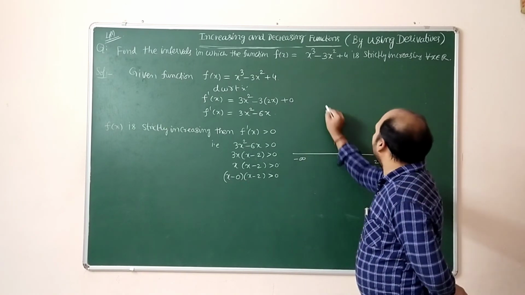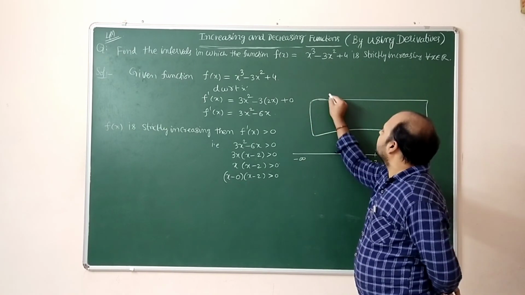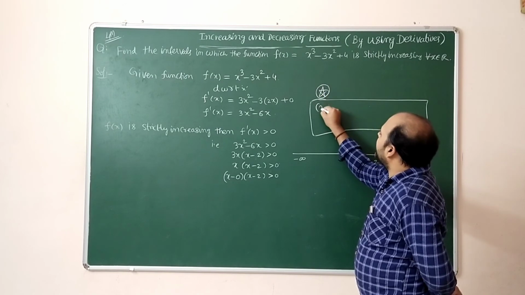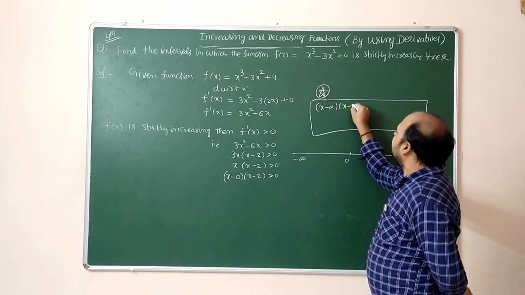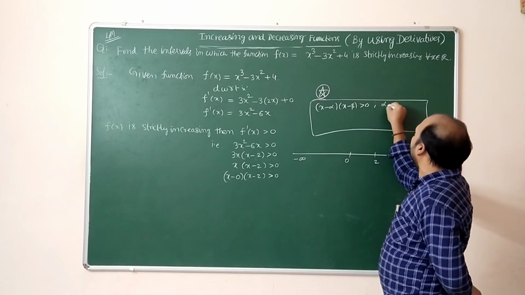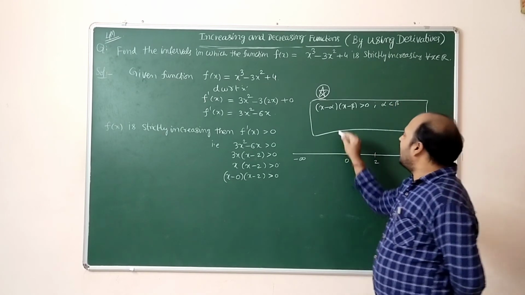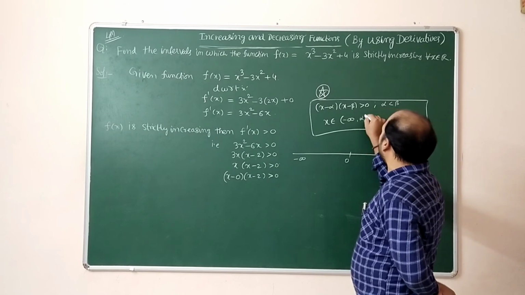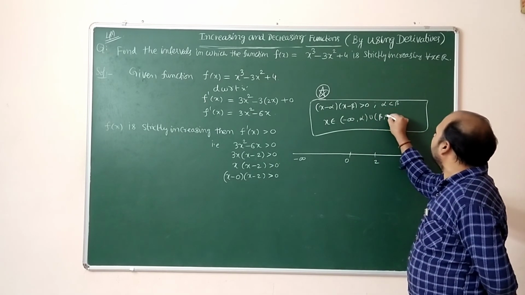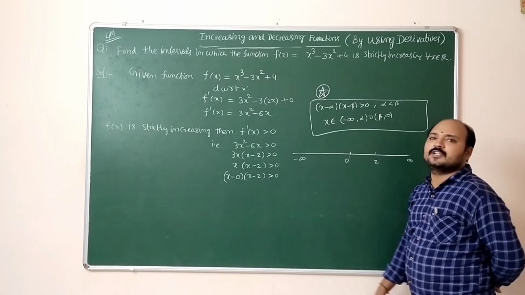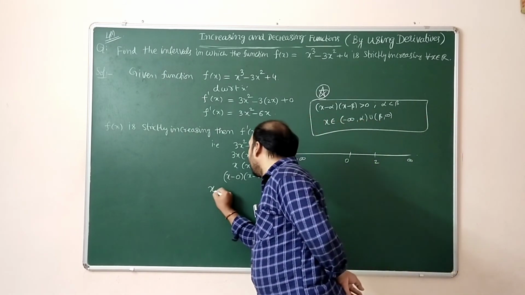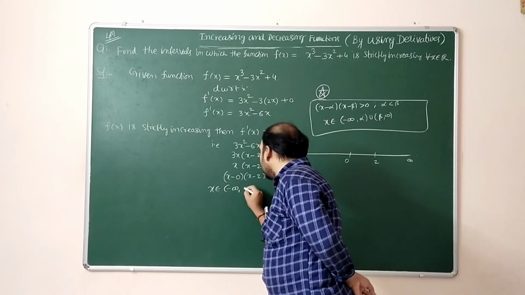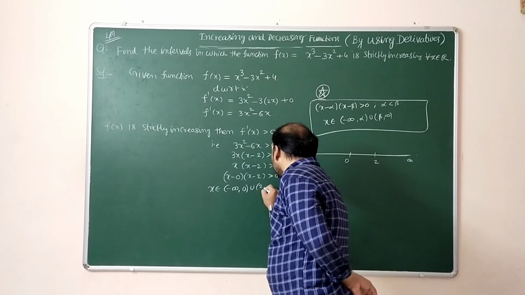Whenever x minus alpha into x minus beta is greater than 0, when alpha is less than beta, the value of x lies between minus infinity to alpha union beta to infinity. Here I am giving the formula. In this interval, the function is increasing. So x belongs to the open interval of minus infinity to 0 union 2 to infinity.